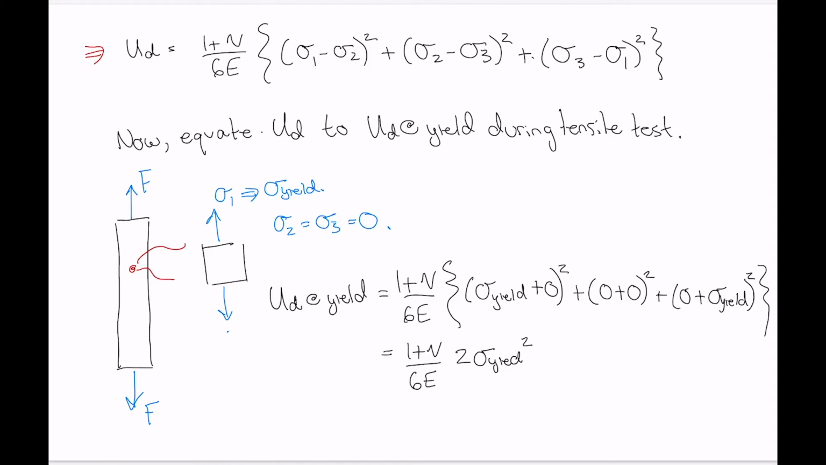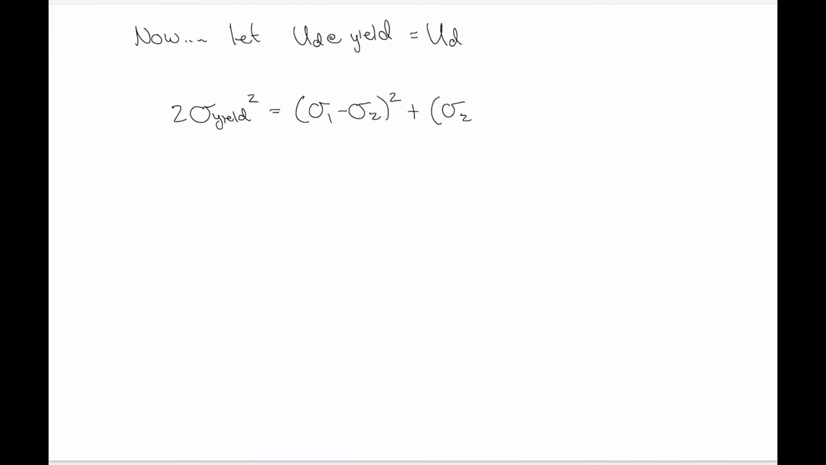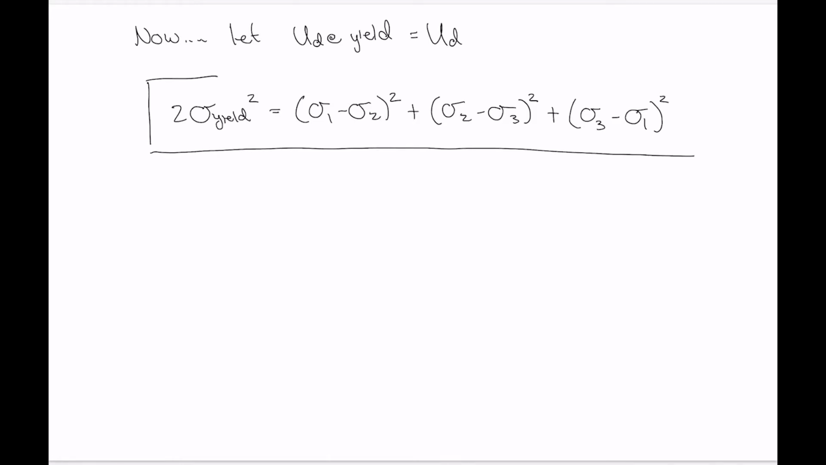Now we equate UD at yield with our expression for UD. So we let UD at yield equal UD, which gives us 2 times our yield strength squared equals those differences: sigma 1 minus sigma 2 squared plus sigma 2 minus sigma 3 squared plus sigma 3 minus sigma 1 squared. See, I told you it wouldn't take that long. That is the maximum distortion energy theory.